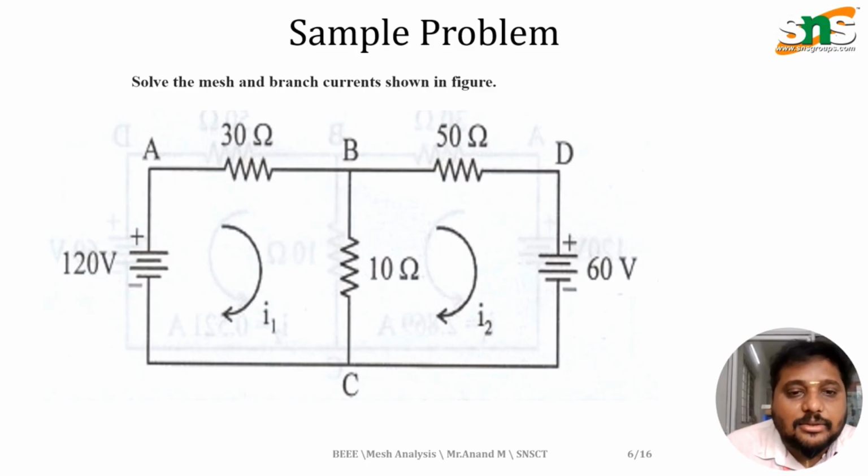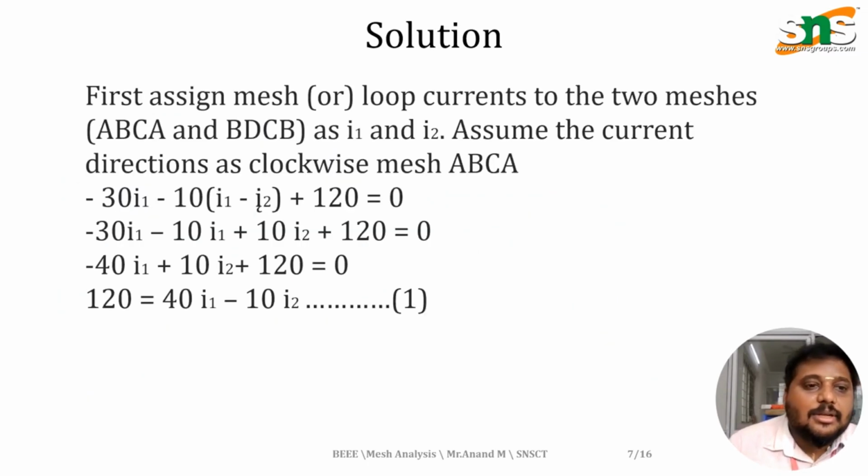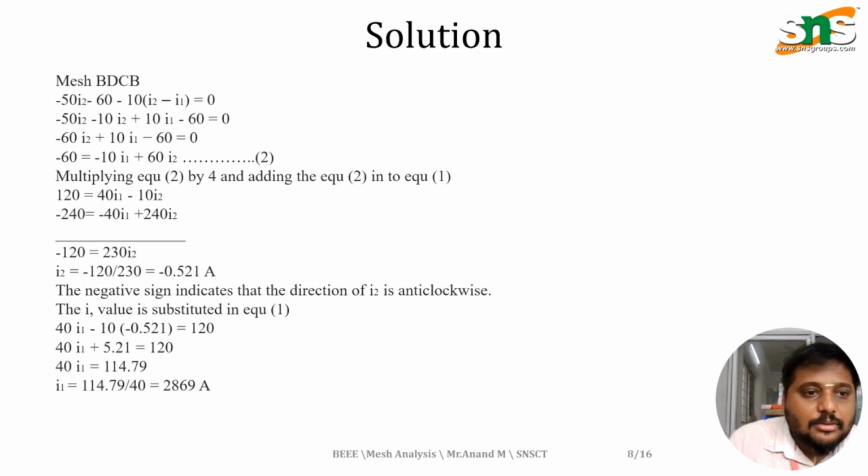Just take it as two loops. Name every corner node A, B, C, D. The first loop is B, C and then A. This is loop 1. The second loop is B, D, C and then B. First assign the mesh or loop currents to the two meshes, that is ABCA and then BDCA.